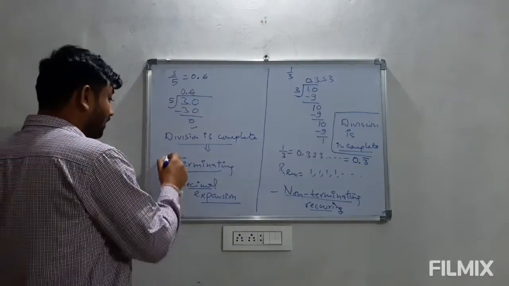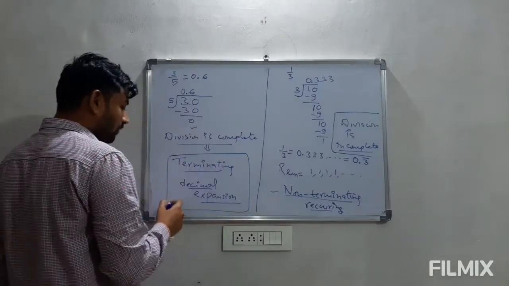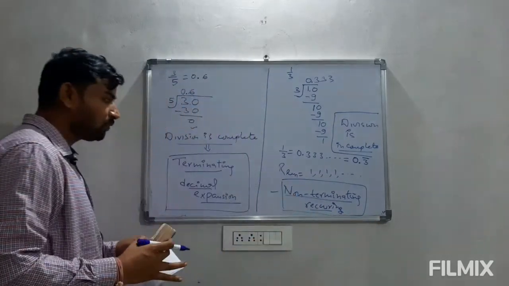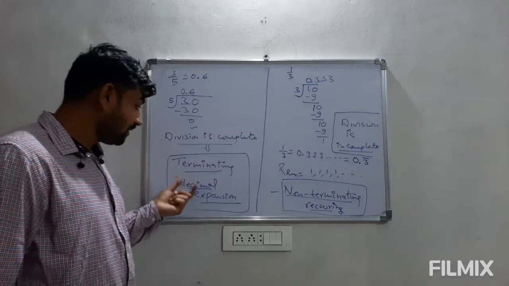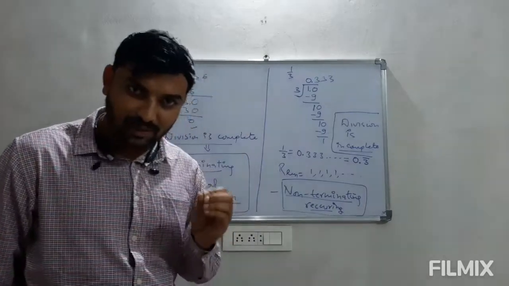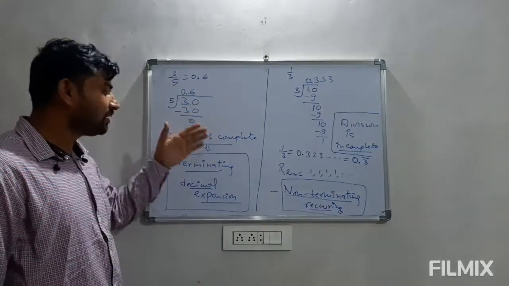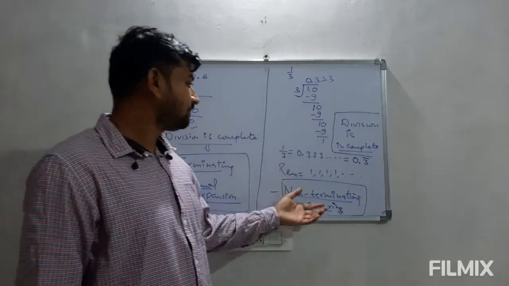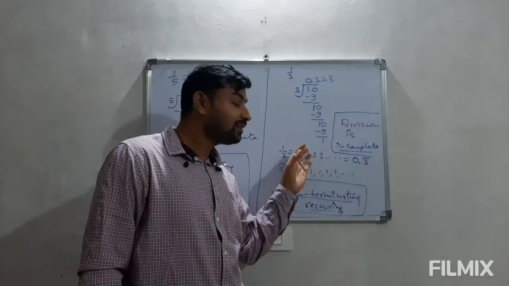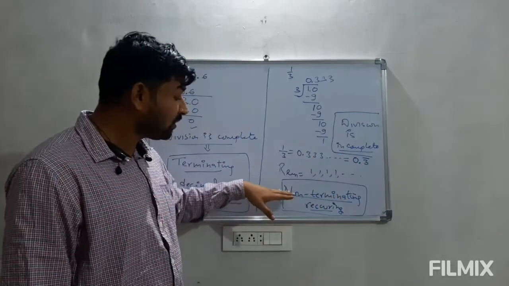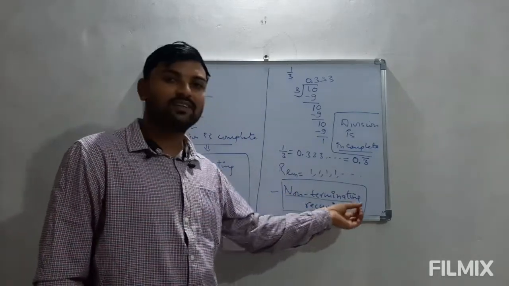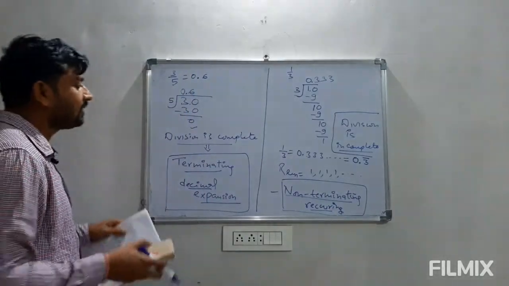So let me conclude my discussion about rational number and its decimal expansion. There are two possibilities. I have put it in a box. First one is terminating decimal expansion, and second one is non-terminating recurring. Means for rational number, if it is terminating, then the remainder will come 0. If it is not terminating, then some remainder value other than 0 will be there, but in the quotient there will be a repetition. So that is why we call it, this one is terminating decimal expansion and this is non-terminating recurring decimal expansion. So this is all about rational number.